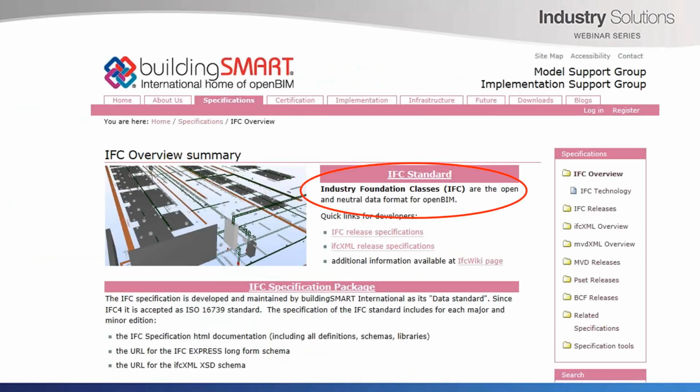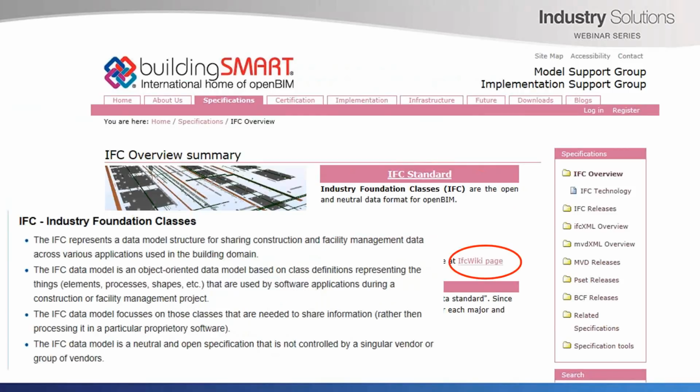Now, what are IFCs? Well, if you go to the buildingSMART website, this is where all the information about IFCs is. It says IFC is the open and neutral data format for open BIM. So when people talk about open BIM, they're saying transferring data using IFCs. And if you click on their wiki page, it says the IFC represents a data model structure for sharing construction and facility management data across various applications used in the building domain. So good, nice and general.